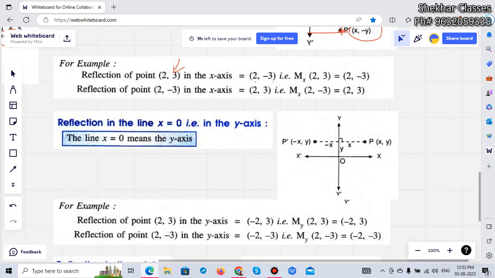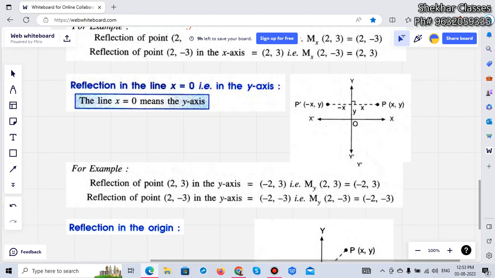Next is when x is 0. I said when x is 0, then it is the y-axis. You are reflecting through the y-axis. Let the point be P here. What is the coordinate? (x, y). Now we know that if it goes behind, only x is changing, y is not changing. Y is the same, right? X was plus, it became minus here. So when x is 0, it means the y-axis is the mirror.